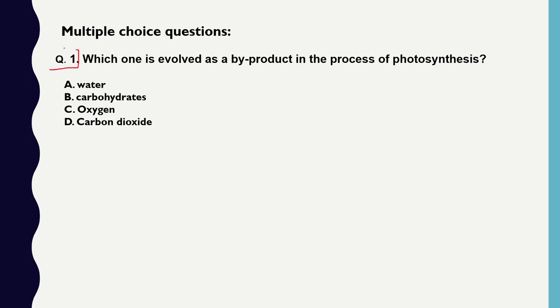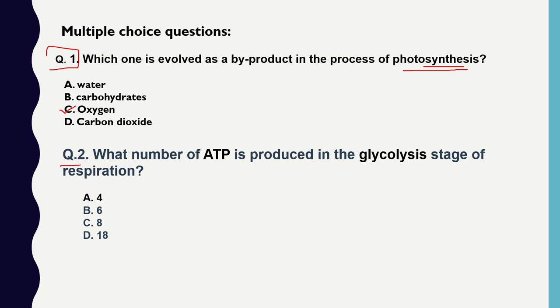Number 1: which one is evolved as a byproduct in the process of photosynthesis? What do you think? Pause the video, find out the answer. Alright, so the answer is oxygen. In photosynthesis, oxygen is produced. Let's go to the next one.